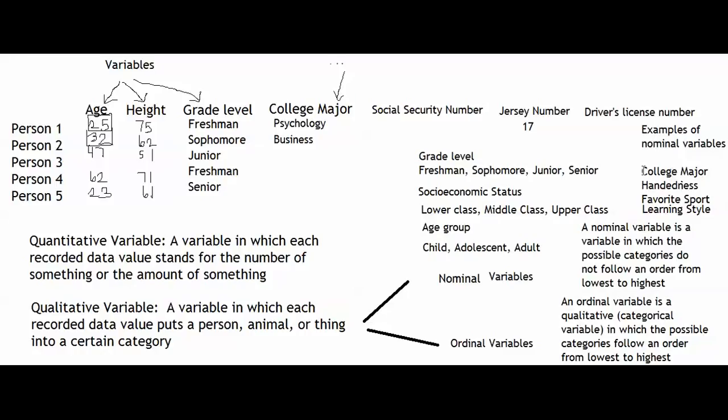Different types of cereal, such as Cheerios, shredded wheat, would be a nominal variable because all the different types of cereal don't follow an order from lowest to highest. So a nominal variable is just when the possible categories don't follow any order from lowest to highest. If all categories are considered to be equal, it's a nominal variable.